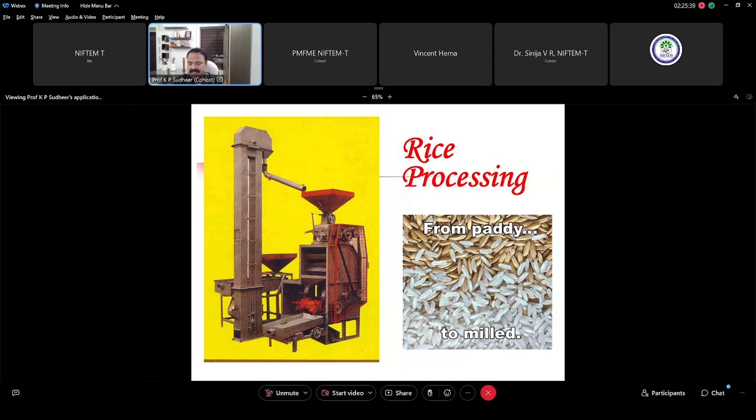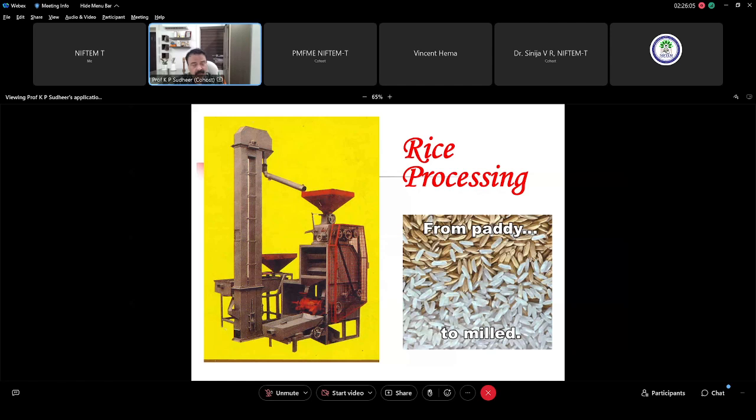Mainly, converting this paddy into milled rice, okay? And this is by removing the husk and bran. And the percentage of the husk, the percentage of the endosperm, the bran layer, everything, actually we have already listened to in the previous speaker's presentation. So this is the process actually what we have to do.